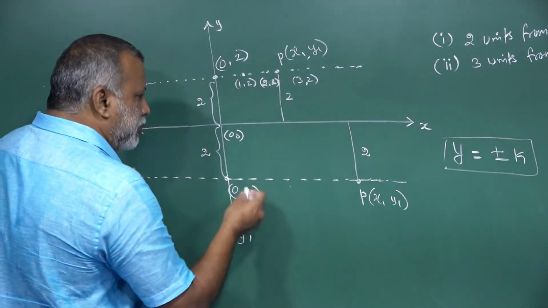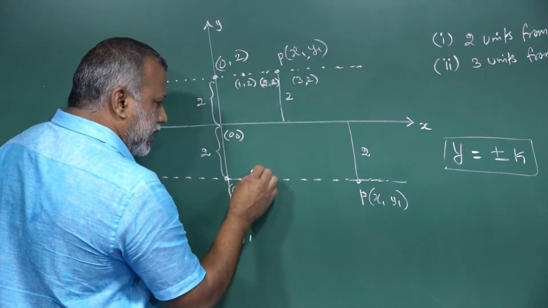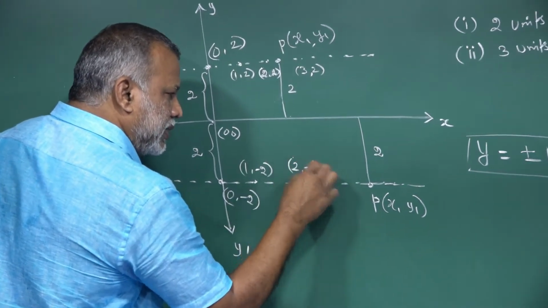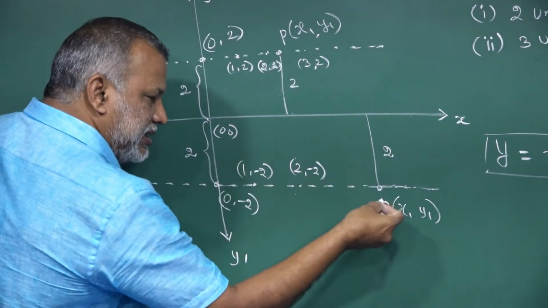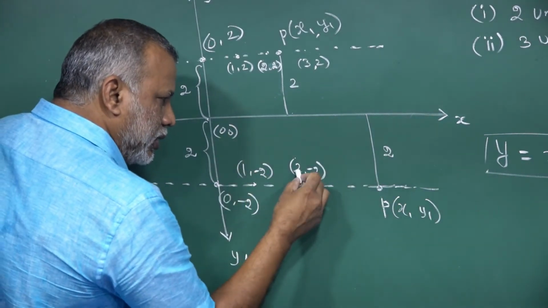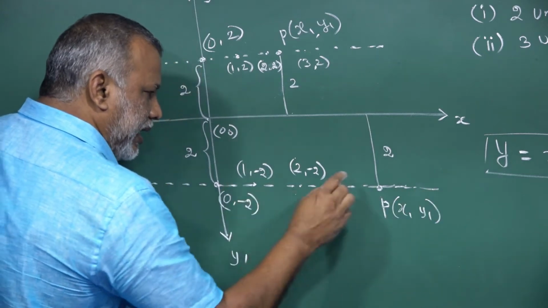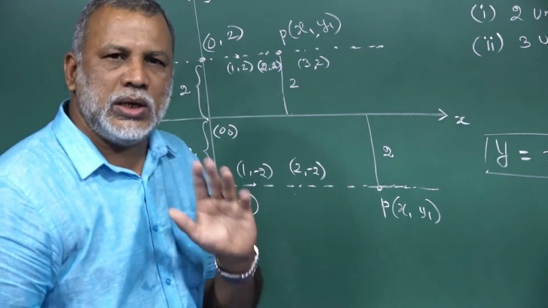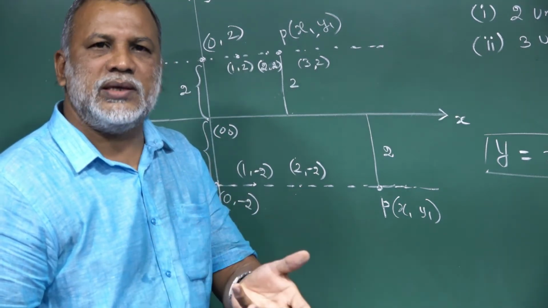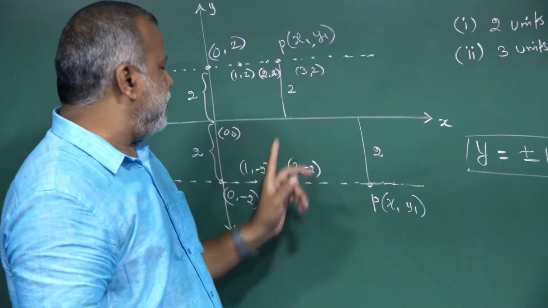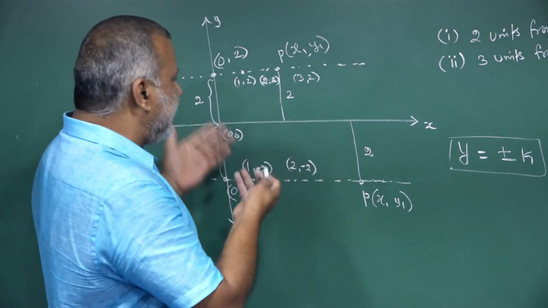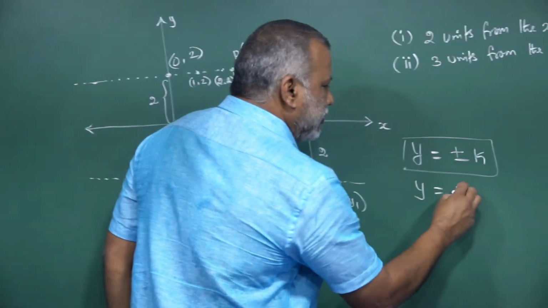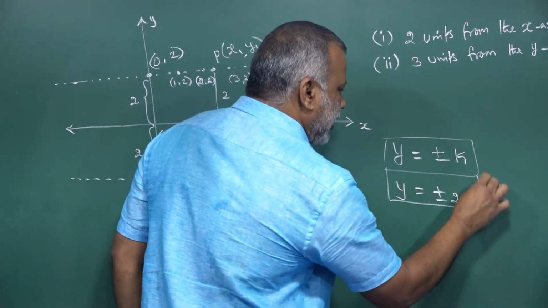In the same way, suppose here you select the first point. Here (1, -2). Here (2, -2). Like this it goes on. Consider this line, passing through (1, -2), (2, -2). On this line, the value of y is -2. The value of y is unaltered. Therefore, here positive 2, here negative 2, unaltered. We are just selecting 2 here. Therefore, y equal to plus or minus 2. This is the required equation.